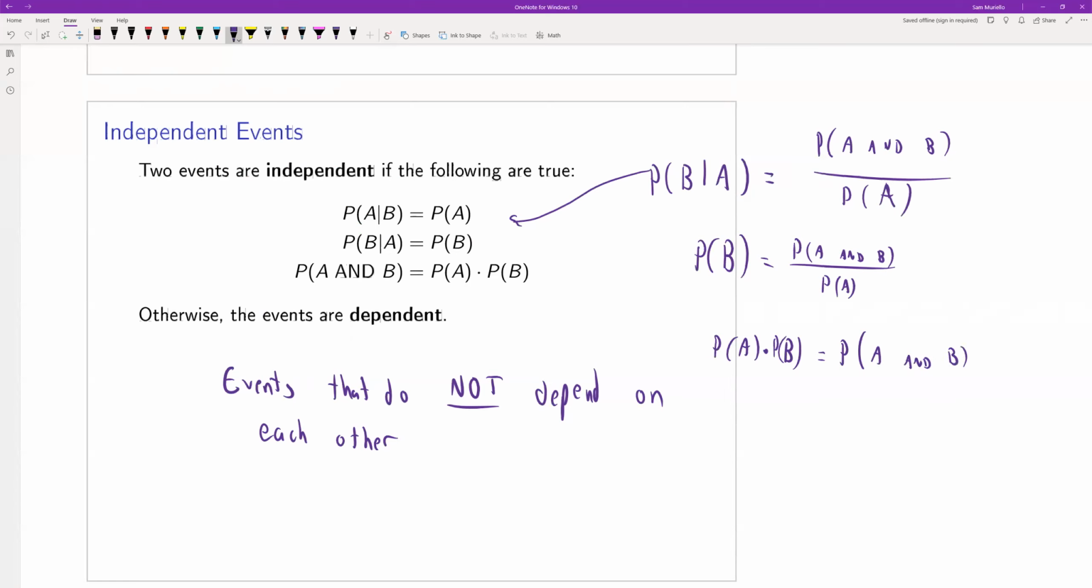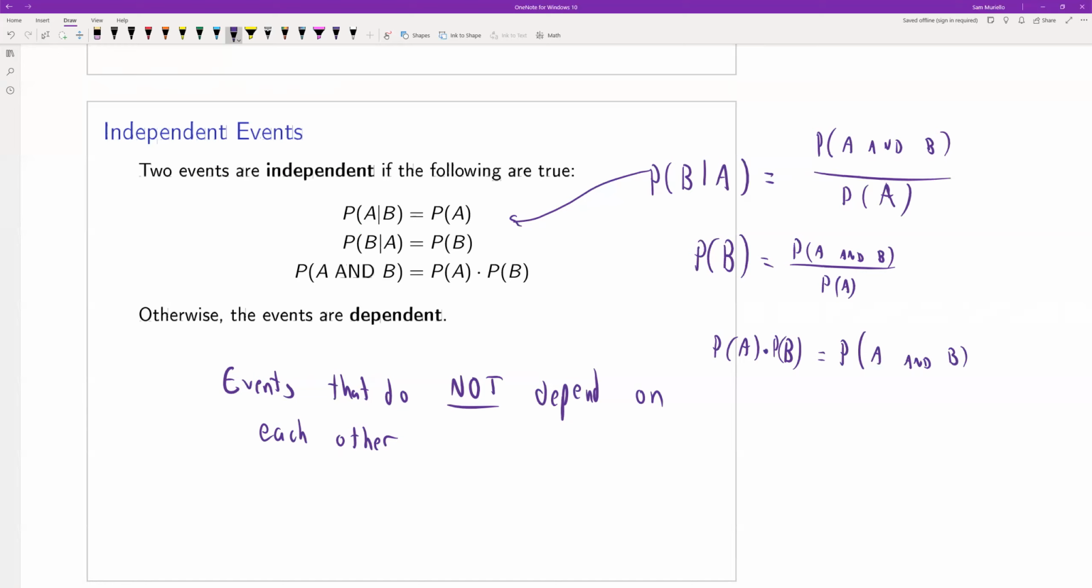What does this mean for us? Well, if I know that two events are independent, maybe the problem says so, maybe I understand that the events have nothing to do with one another, then I can go ahead and use this formula to more easily calculate the probability of A and B happening at the same time.